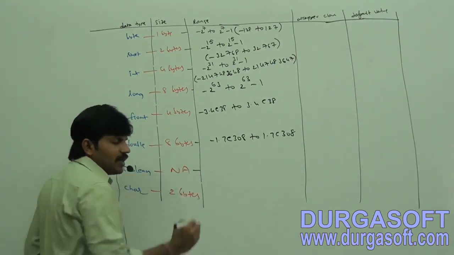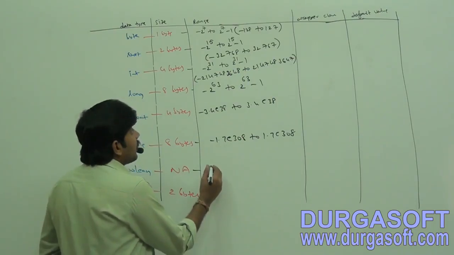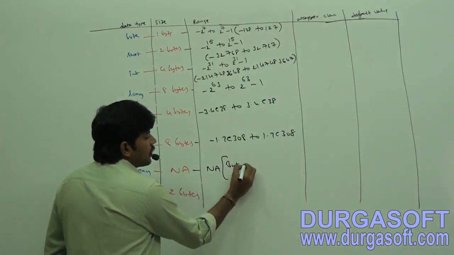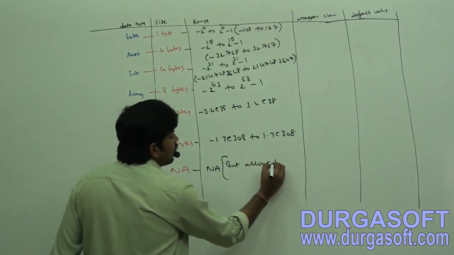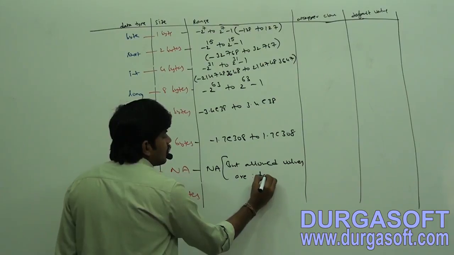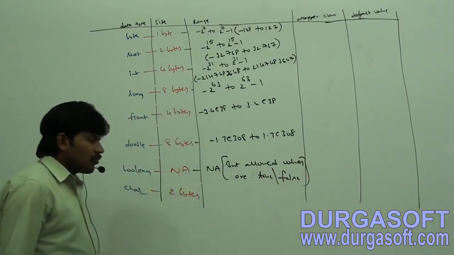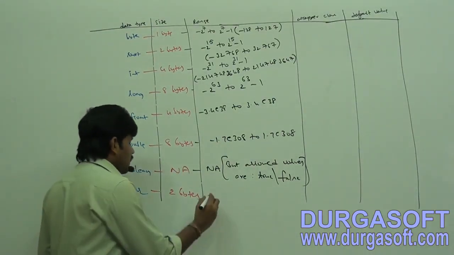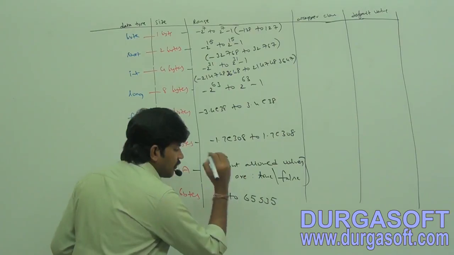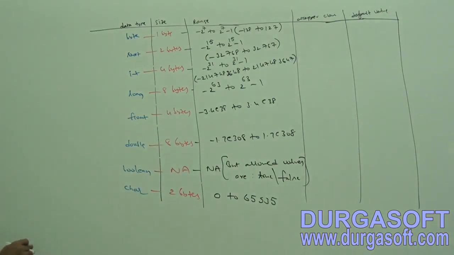Next, what is the range of boolean? Can you spell out what the range of boolean is? The range is not applicable, but the allowed values are true or false. Char, what is the range? 0 to 65,535. Okay.